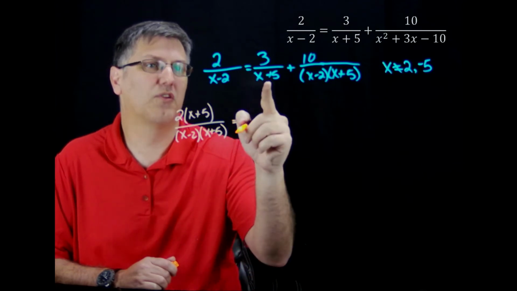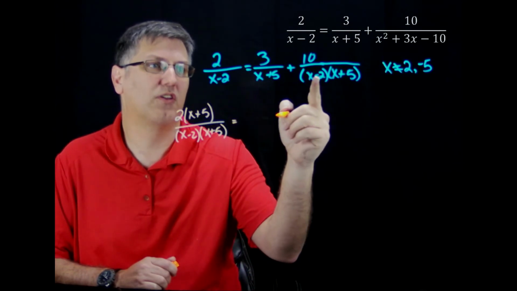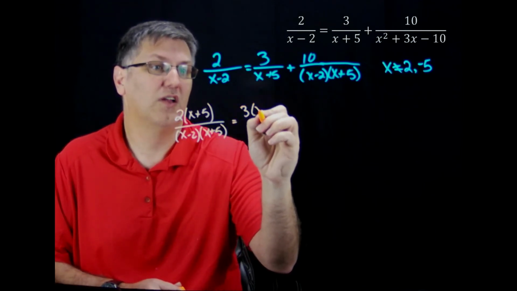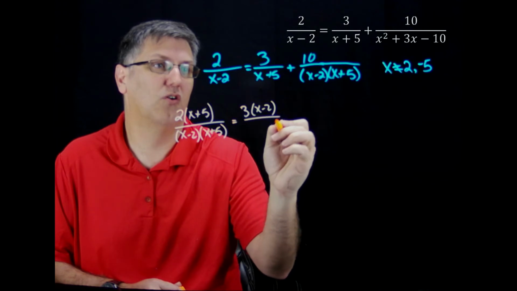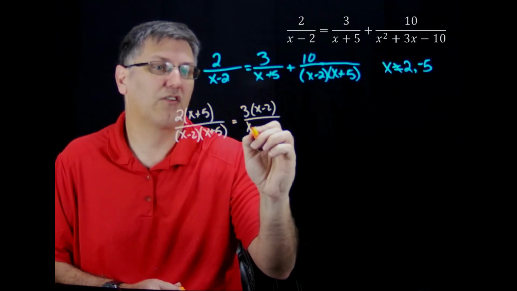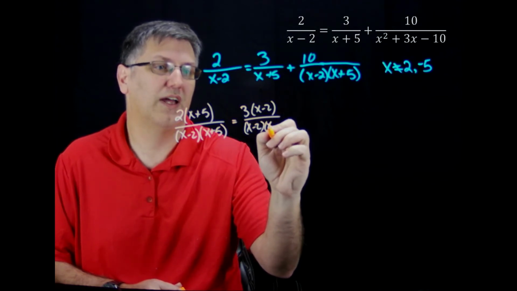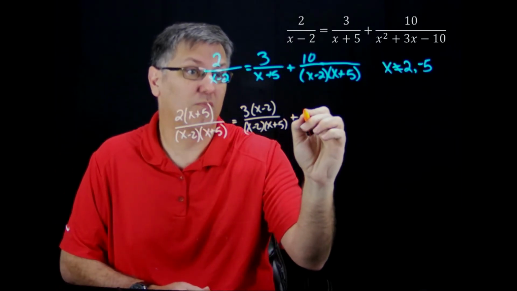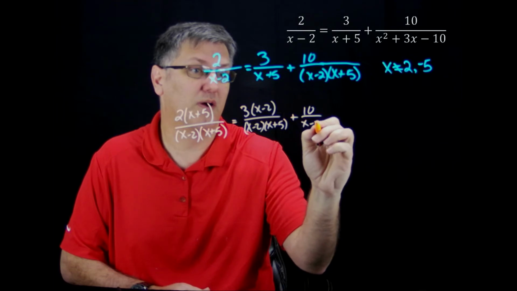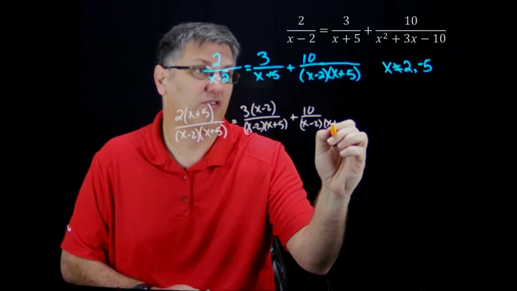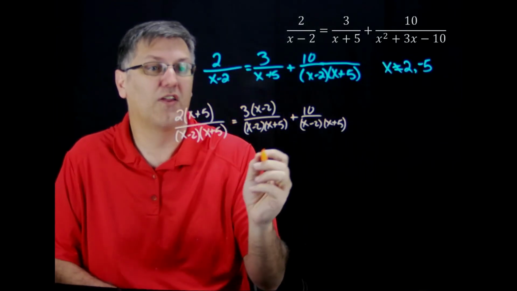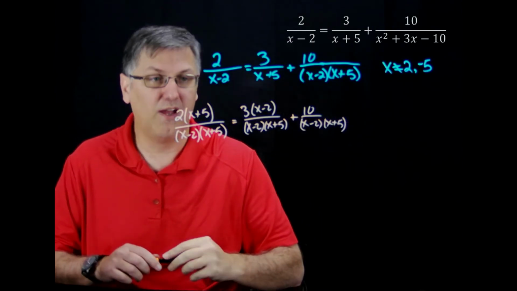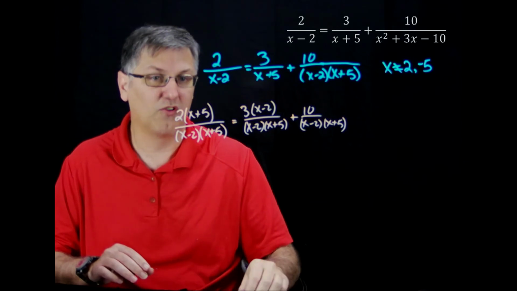This is going to equal, so I'm going to look here, the x plus 5. What is it missing out of all these? The x minus 2. So I'm going to do 3 times x minus 2 over x minus 2 times x plus 5. Then, of course, this is still plus 10 over x minus 2, x plus 5. Okay, now that my denominators are all the same, all I simply have to do is solve the tops.